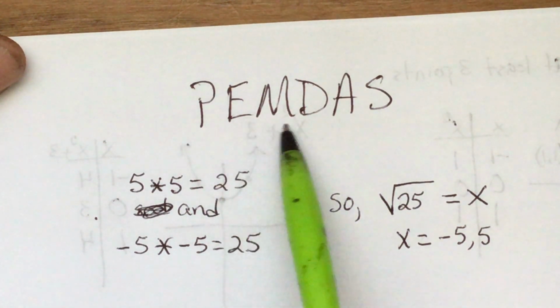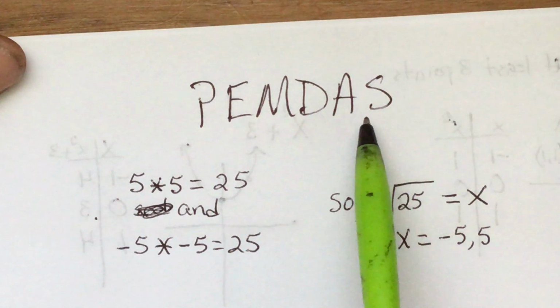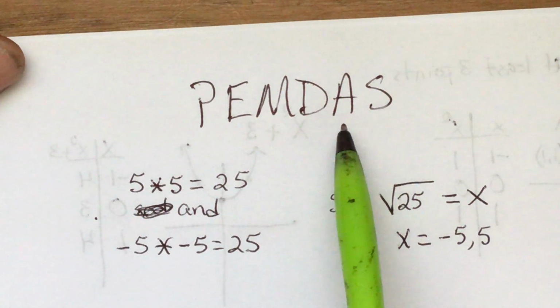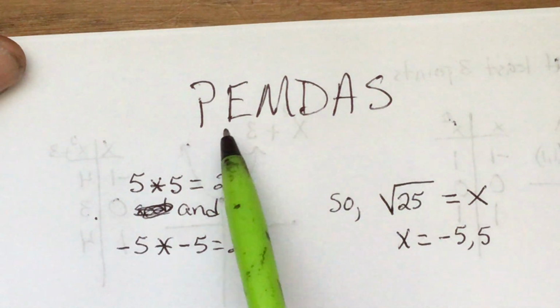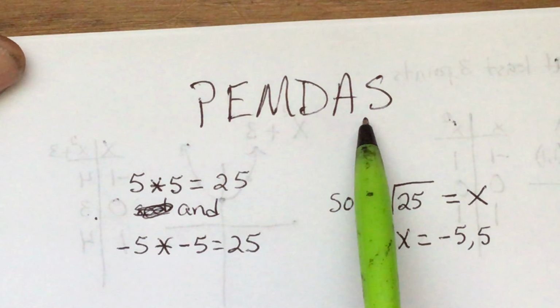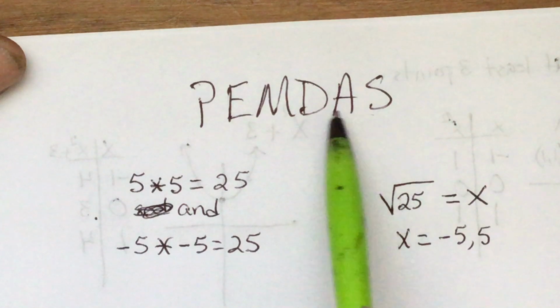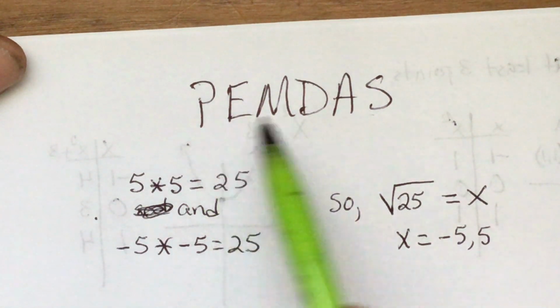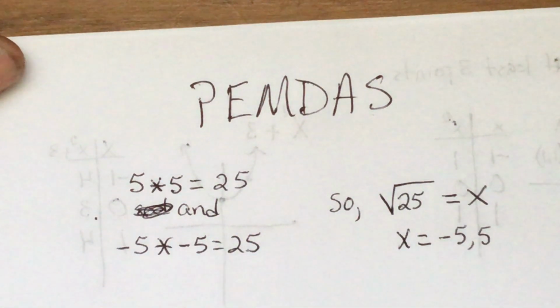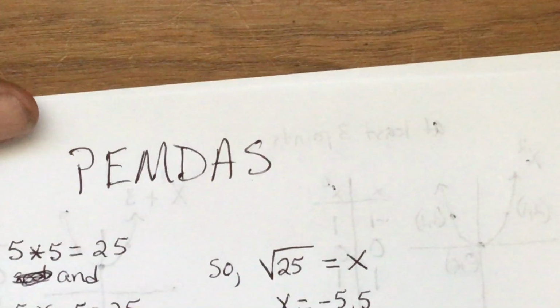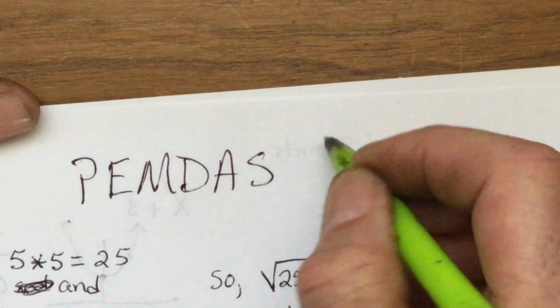You have PEMDAS to use, order of operations, whenever you are simplifying. That's what PEMDAS is for, simplify. To solve, you actually work PEMDAS backwards. And I know that's a little bit hard for you to wrap your head around, so let me just give you a little bit of an example here.